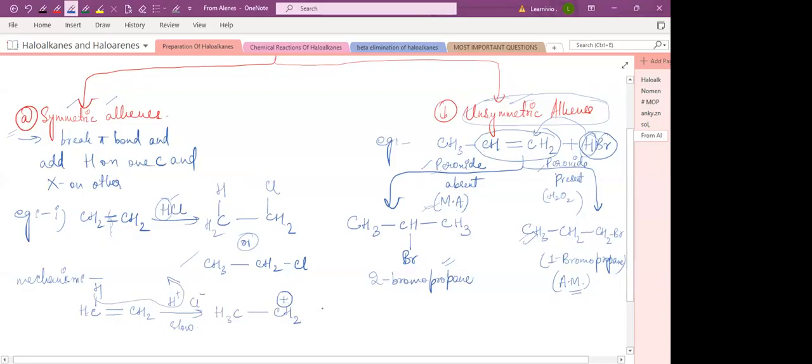And now this chlorine, because we know that this carbocation is very, very reactive, because it is negatively charged, it will attack this carbocation, this carbon center, and we will get the desired product, which is CH3CH2Cl. Okay, so that's the mechanism of this reaction.